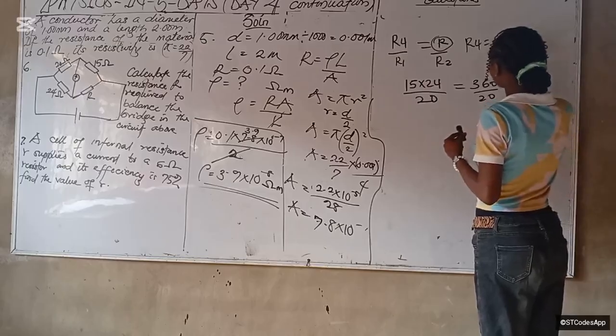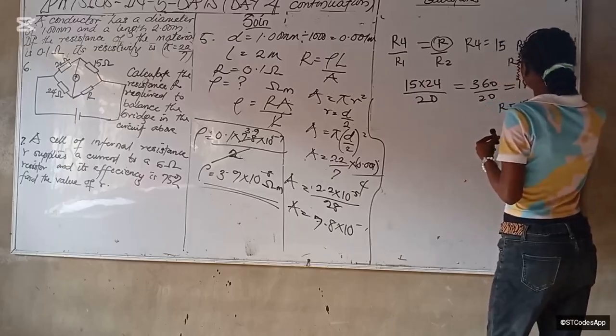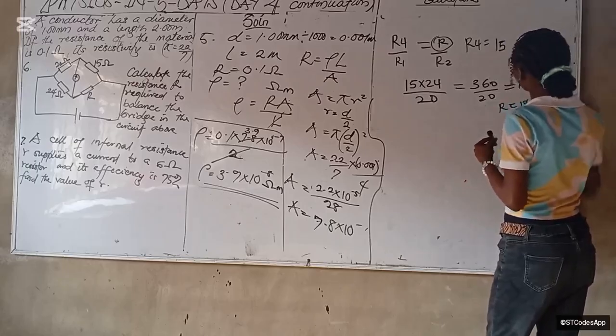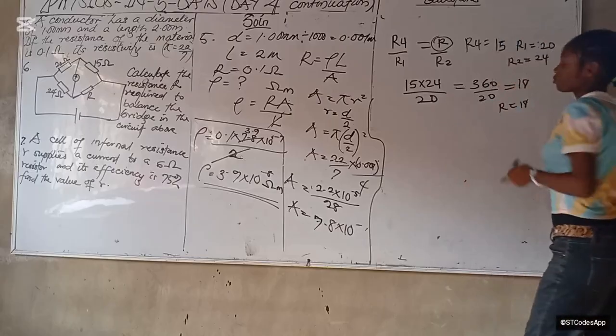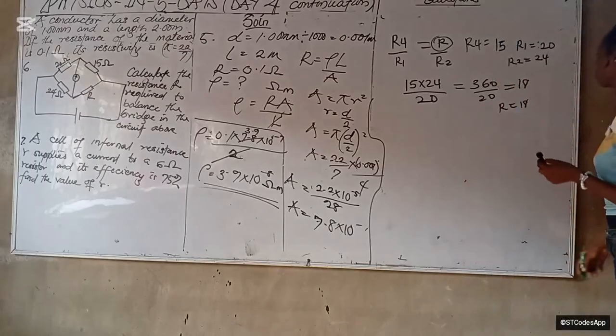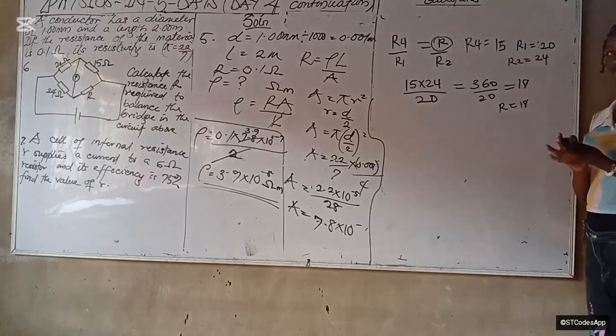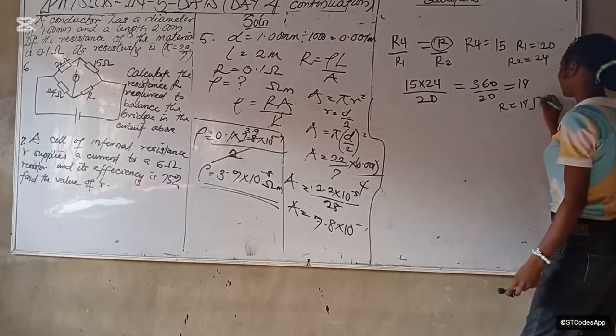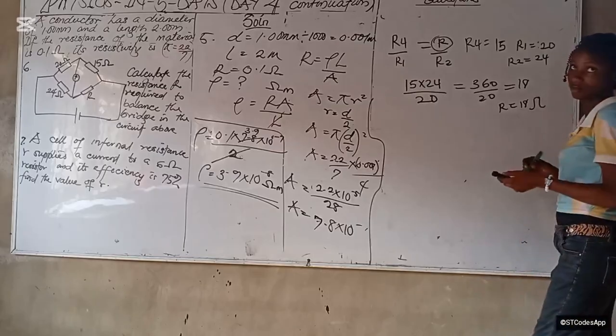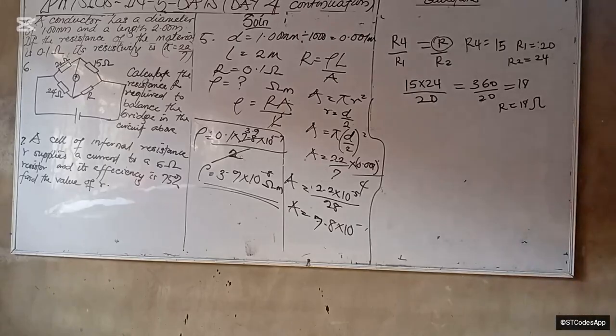So R4 is 15, R1 is 20. So multiply R4 and R1 divided by R2, divided by R. So 18 what? 18 ohms.